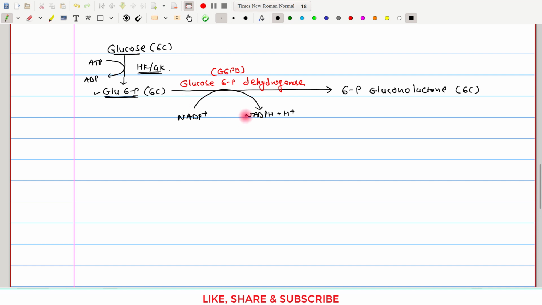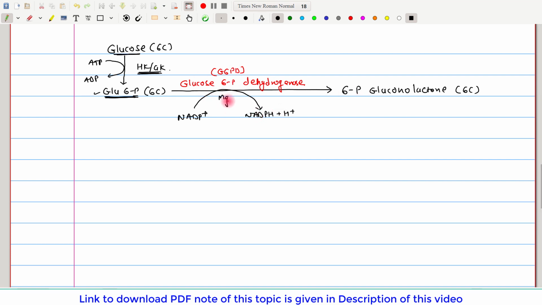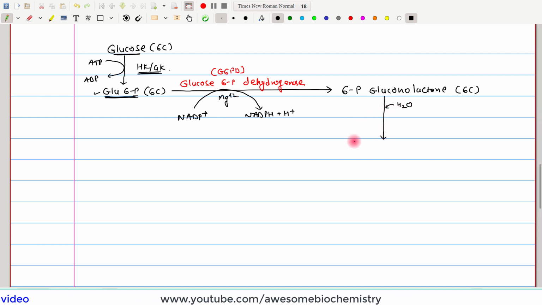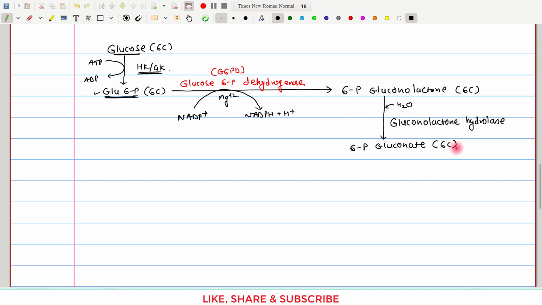Remember, this particular reaction is the rate limiting as well as the regulatory step of the hexose monophosphate pathway. And this enzyme requires magnesium ions as a cofactor. Now in the next reaction, this 6-phosphogluconolactone undergoes hydration, that means a water molecule is added, and it gets converted to 6-phosphogluconate. This particular reaction is catalyzed by gluconolactone hydrolase. As you can see, there is no transfer of carbon, so this is also a 6-carbon compound.